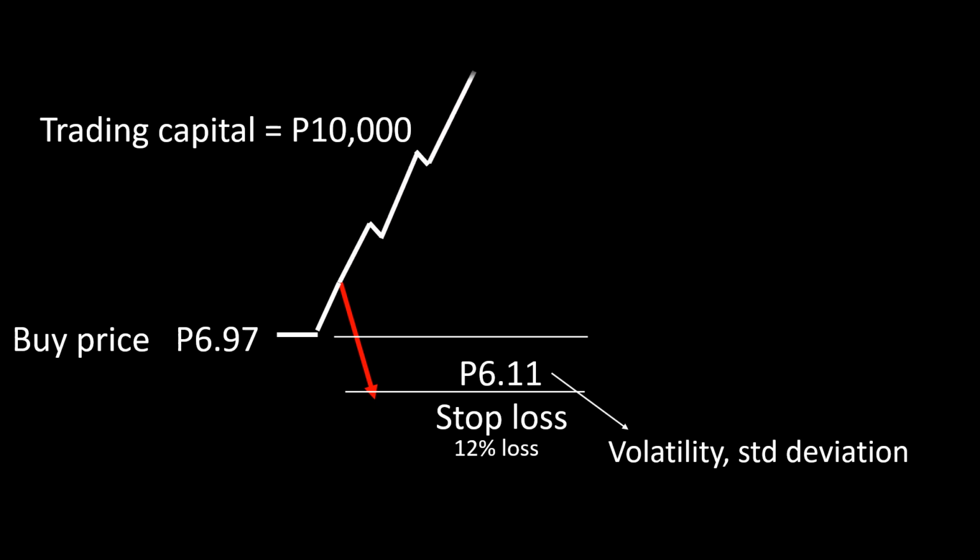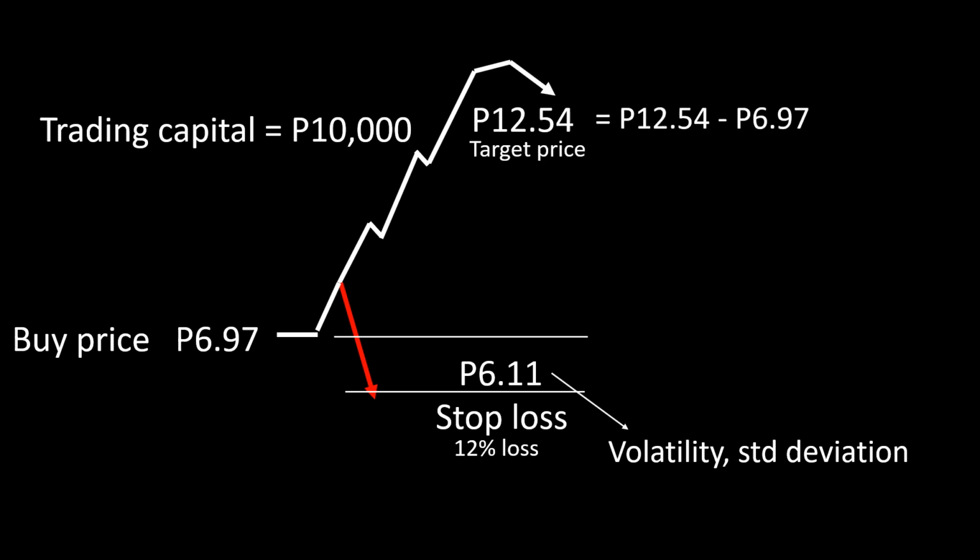Now, your target price is 12.54 and your target profit is computed by subtracting from your target price of 12.54 the cost of 6.97 and you get 5.57. That's an 80% profit. You get that by 5.57 divided by 6.97 times 100%. Okay, so you get 80% profit.